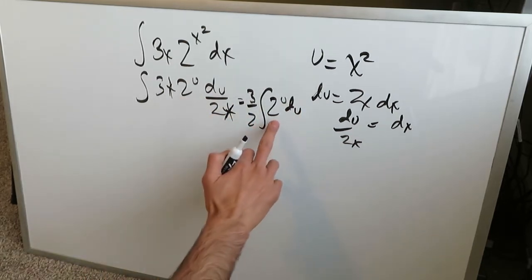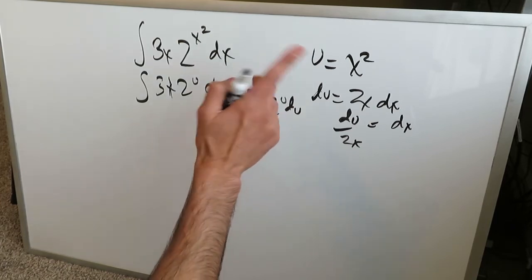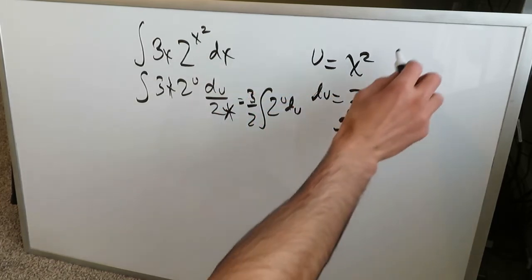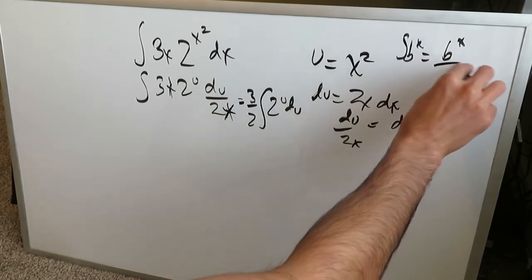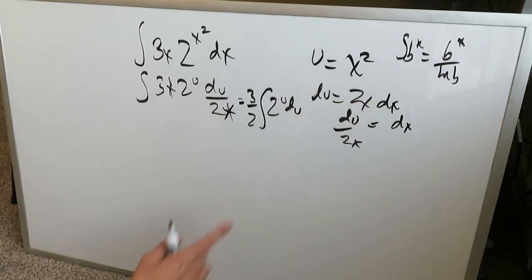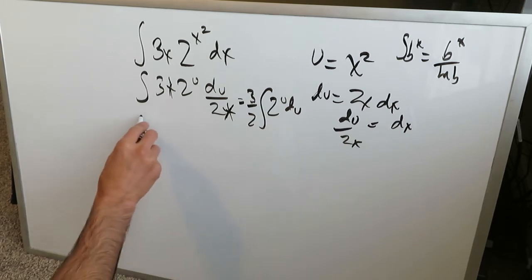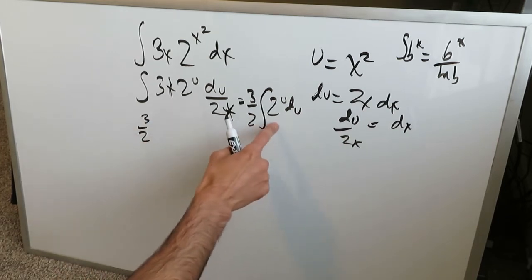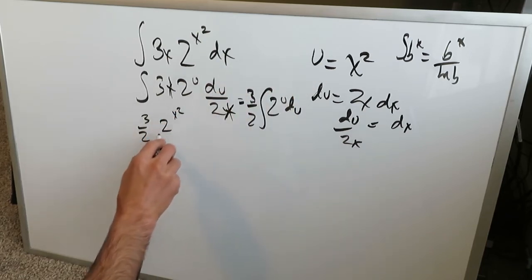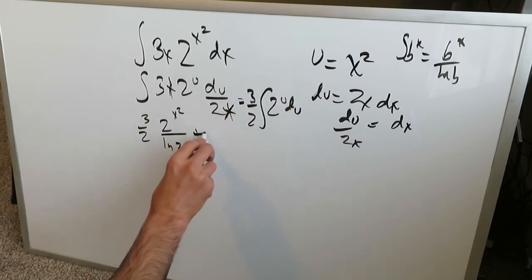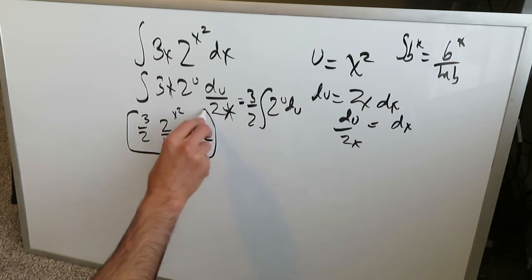You know the integral of this is basically 2 to the power of u divided by natural log 2. For anything which looks like b to the power of x, the integral is b to the power of x over natural log b, and that's the format you use over here. You have 3 over 2. The integral of this will be 2 to the power of u, which was x squared, over natural log 2 plus c. This right here is your antiderivative.